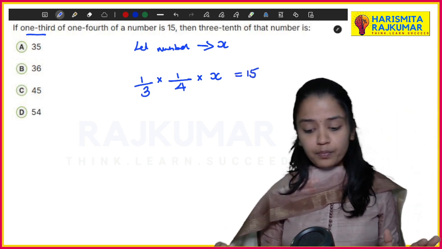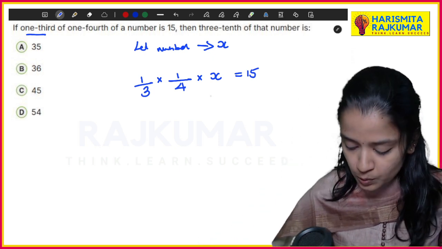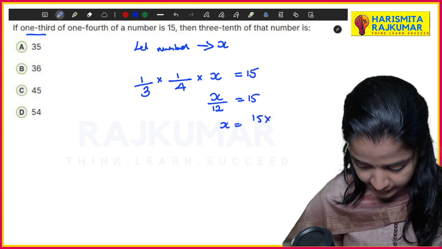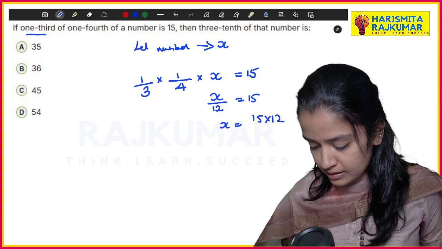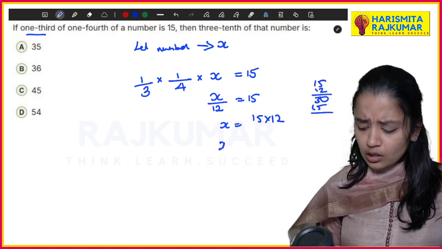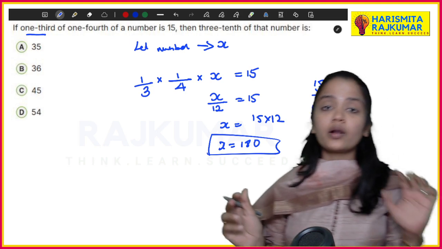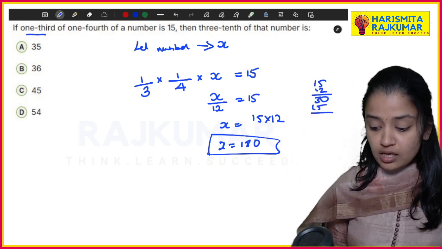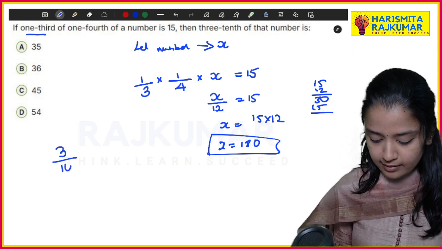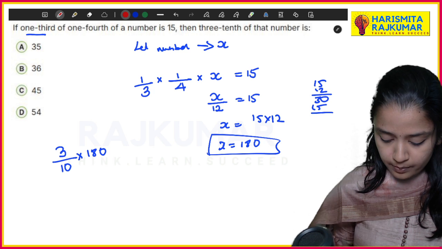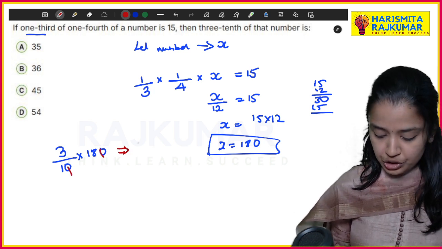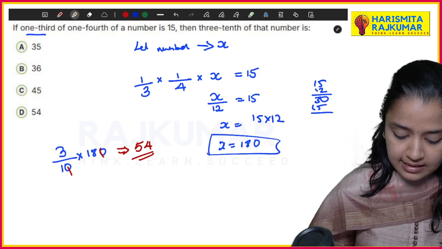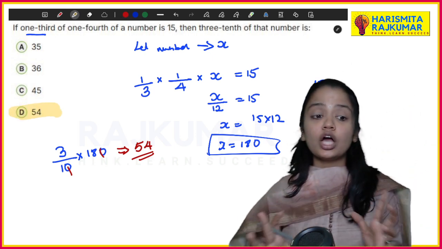So if you find the number, you can find 3/10 of the number. Which is basically x by 12 is equal to 15. x is equal to 15 into 12. So 15 twelves are 180. So x, the number which you are going to find, is 180. In that you have to find 3/10 of it. 3/10 of the number is 54. So 3/10 of the number is 54. So that is your answer. So your option D is your right answer.